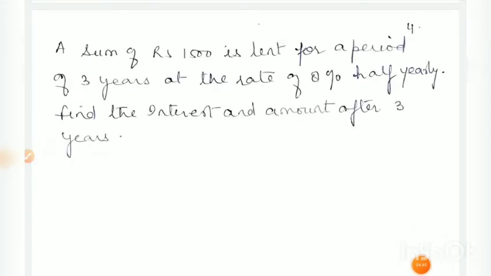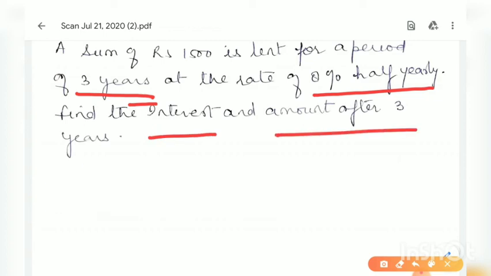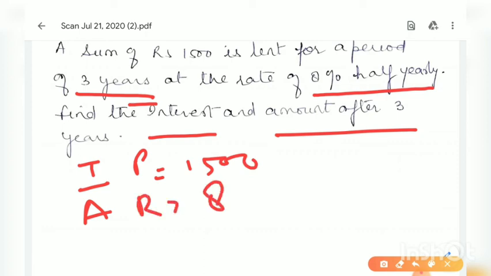Now the next question is, a sum of rupees 1500 is lent for a period of 3 years at the rate of 8% half yearly. So the time is in years and the rate is half yearly. Again, we will convert the year in terms of half years, right? And we have to calculate the interest and the amount. So you have to calculate I and A both. Your P is 1500, your rate is 8%, and time is 3 years.